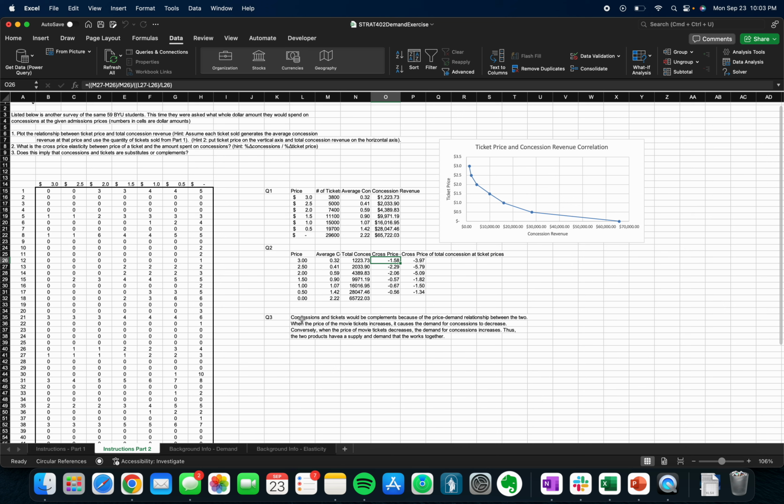Remember that if it was a substitute, as the price of a movie ticket goes up, people would just be more apt to buy concessions. However, this is very logical also, considering that people buy concessions when they go to the movies. Because it's a complement, people are more willing to buy more concessions when the price of the movie ticket is lower. That is how complements work.